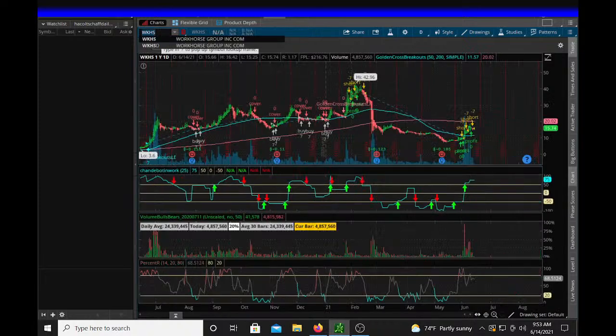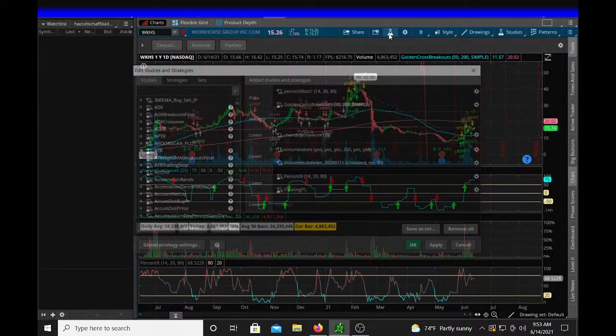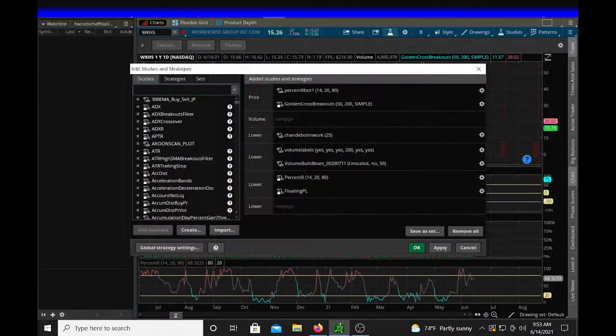Let's check out Workhorse here, and let's check out TPO. And the thing is that people act like they weren't surprised that Workhorse and Lordstown went down.